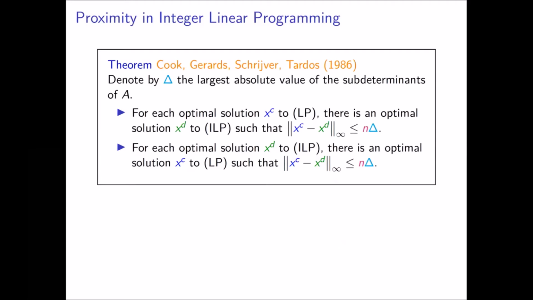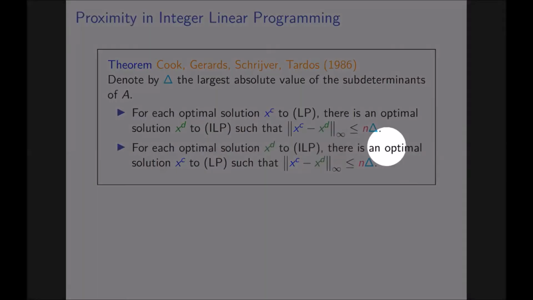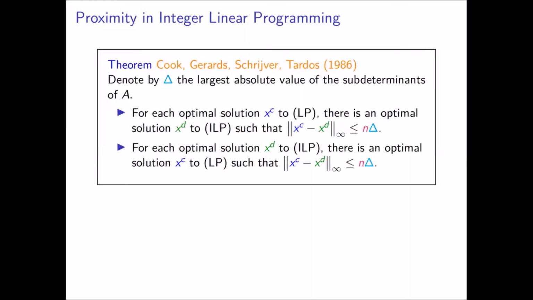Since each problem can have several optimal solutions, the statement of the theorem is divided into two parts. The first part says that for each optimal solution to LP, there is an optimal solution to ILP at distance at most n delta, and vice versa. The second part says that for each optimal solution to ILP, there is an optimal solution to LP at distance, again, at most n delta. In particular, note that the distance n delta only depends on the constraint matrix A, and is therefore independent of the objective vector c and of the right-hand side vector b.